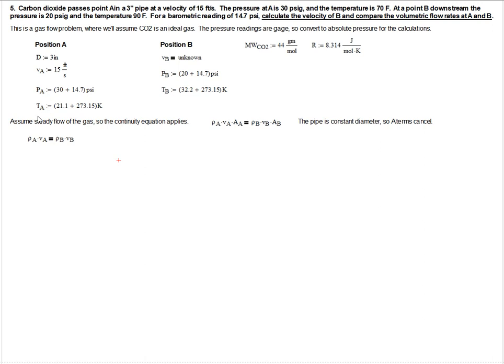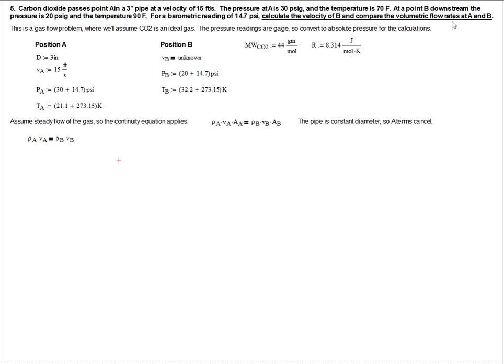We know pressure and temperature. So if you think ahead to the ideal gas law, yes, we can calculate the molar density and then convert that to mass density with our molecular weight. We know V_A, and we know pressure and temperature at position B. So we can get the mass density at position B, and we're left with just V sub B, the velocity that we're asked to calculate.